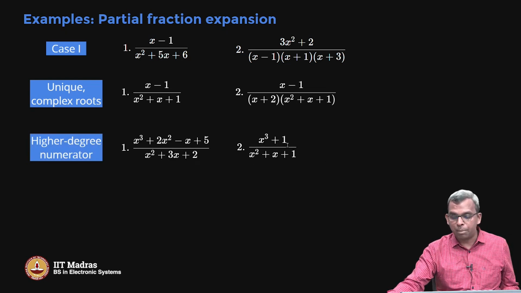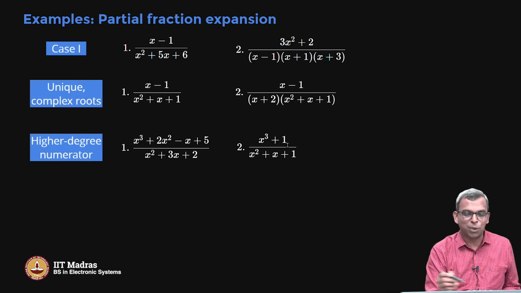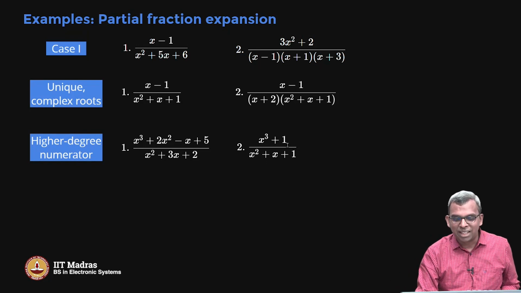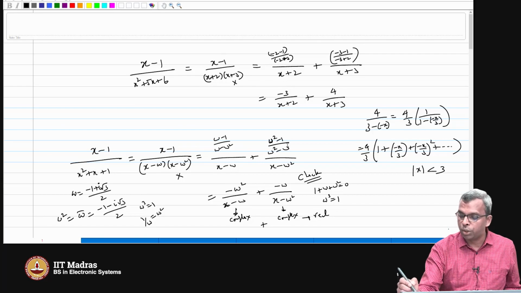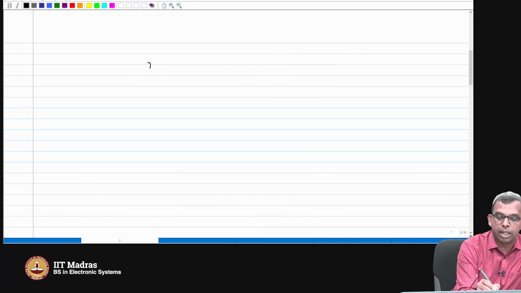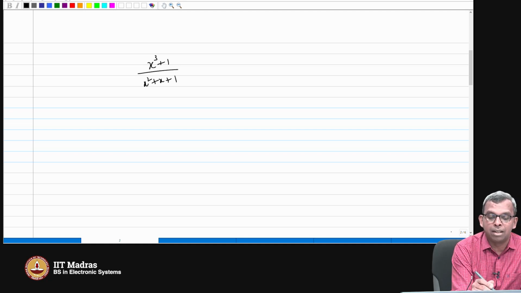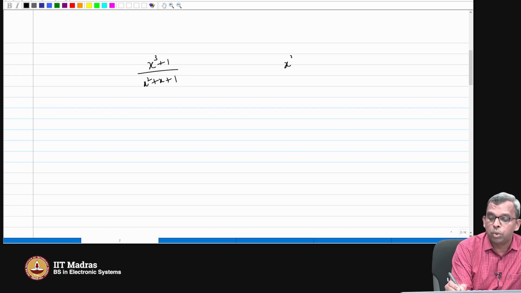Let me take the second part here. It's easier for me to write down than the first part, so I'll do the second part. x cube plus 1 divided by x square plus x plus 1. So here what you should do is actually very simple. The only problem I have here is that the degree of the numerator is greater than 2. I don't like that, or even if it's equal, I don't like that. So what you do is you use the division algorithm. You might remember the division algorithm of polynomials.